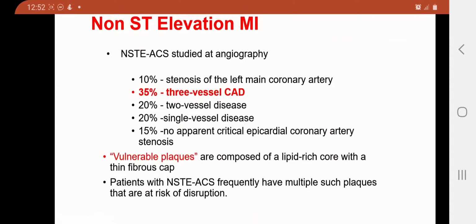Patients with non-ST elevation acute coronary syndrome, or non-ST elevation MI, frequently have multiple such plaques that are at risk of disruption.